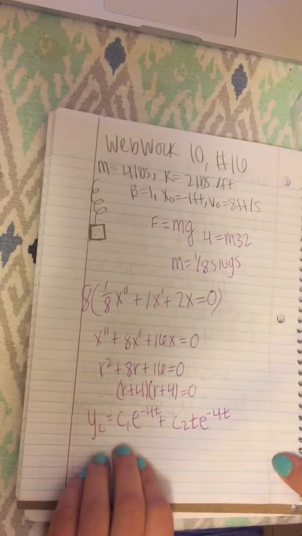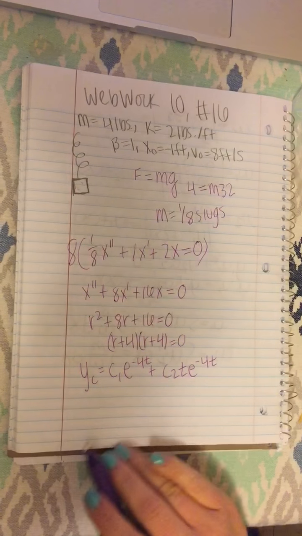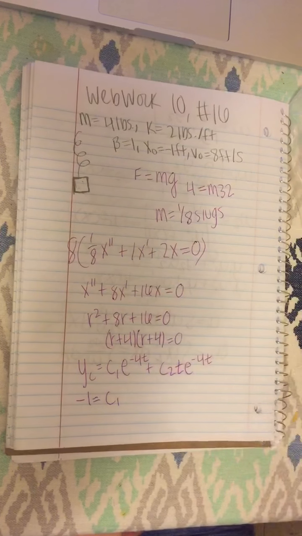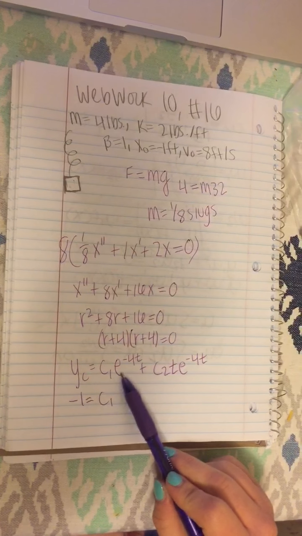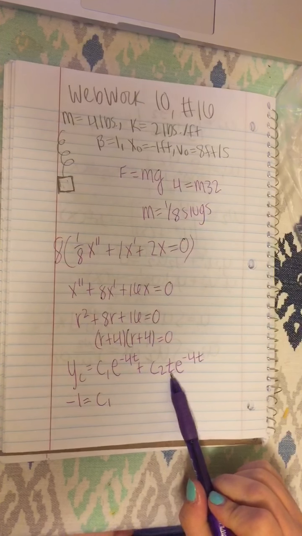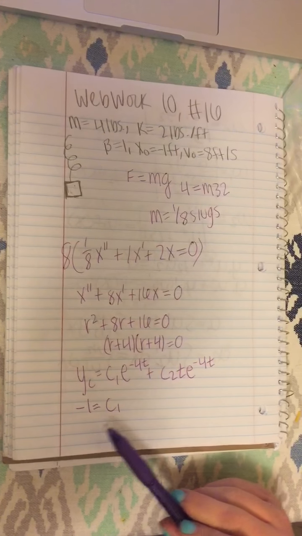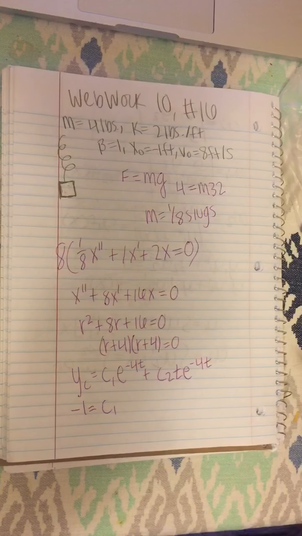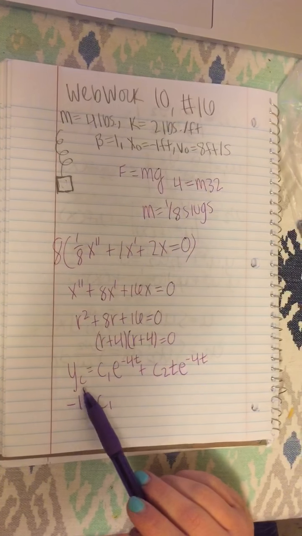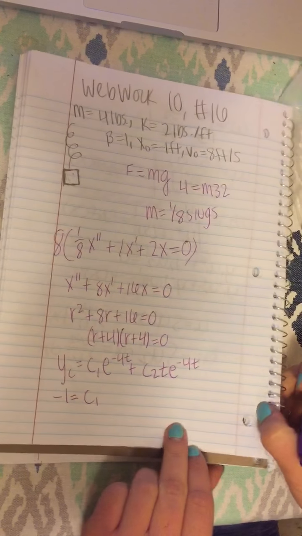So we can solve for c1 by substituting in: -1 equals c1 e to the negative 4t, and e to the 0 is going to be equal to 1. And then this term is going to cancel out because of the t in there. So that means that c1 is equal to -1. Now we're going to find the derivative, and that's going to let us find the value of c2.